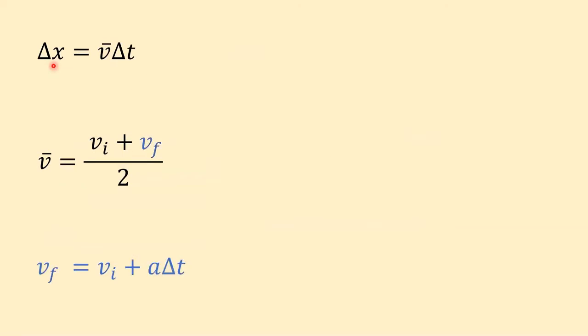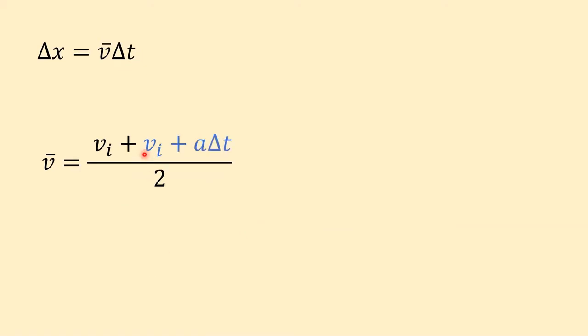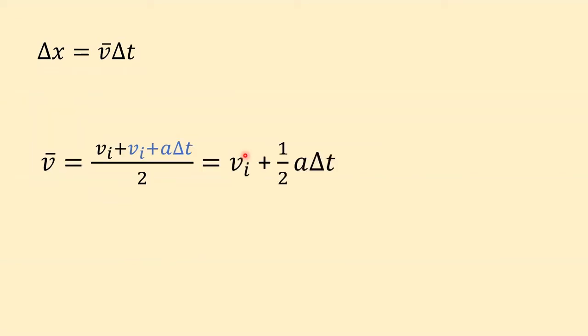So here goes. This blue expression goes in here for V final. This is what I get. Now, what's V initial plus V initial? That's 2 times V initial. And now we'll distribute the 2. Division is distributive. So 2 V initial over 2 is just V initial. And then this will give us a 1/2 A delta T. So here's our new expression for the average velocity.